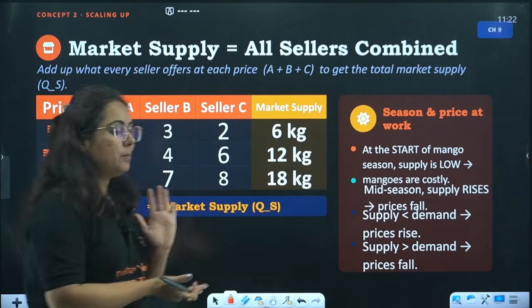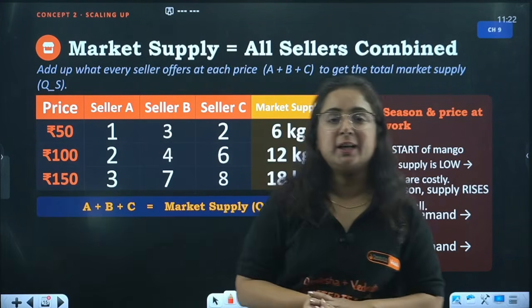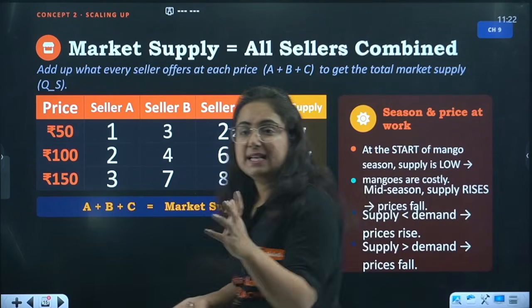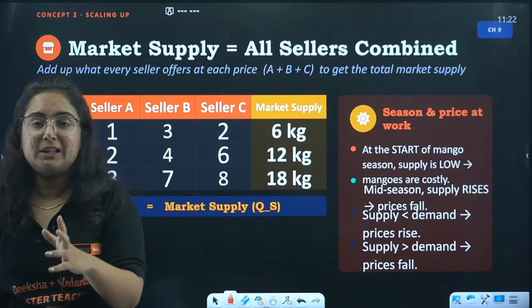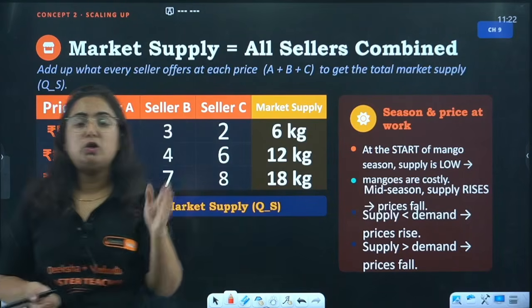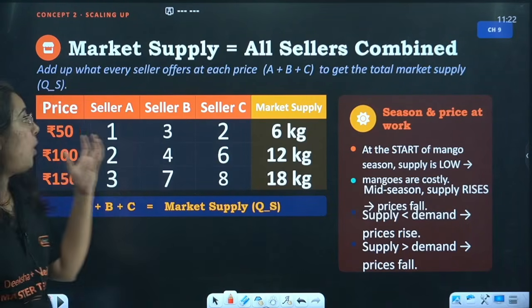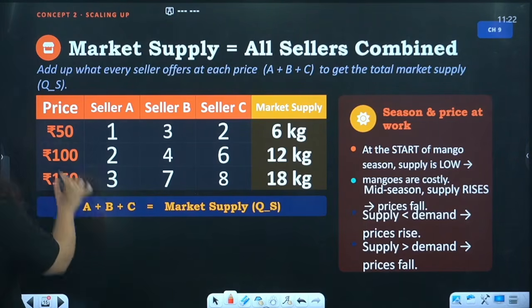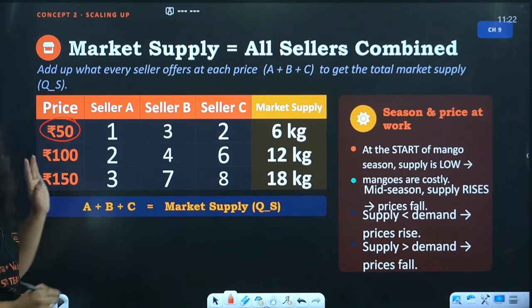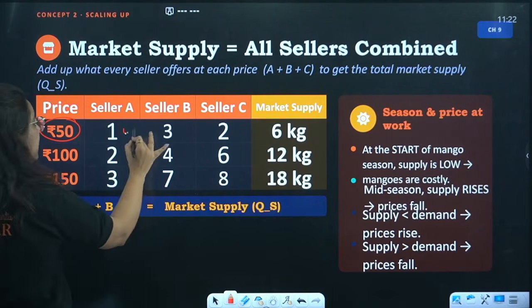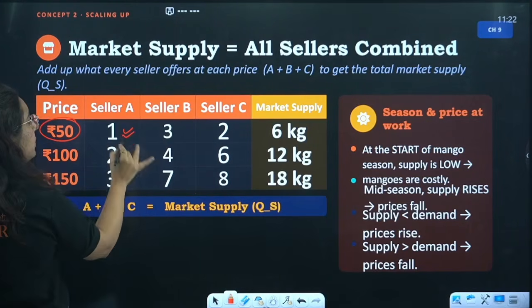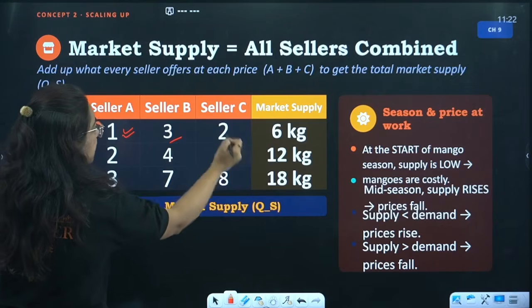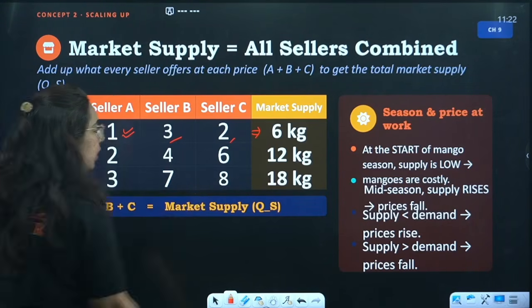Now moving towards the market supply, we are assuming that in the market there are 3 people, seller A, seller B and seller C. So what will be the market supply? The sum total of what these people offer to make at each price. When it was 50 rupees for the mangoes, seller A was able and willing to make only 1 kg of mango, seller B 3, seller C 2, which equals what?